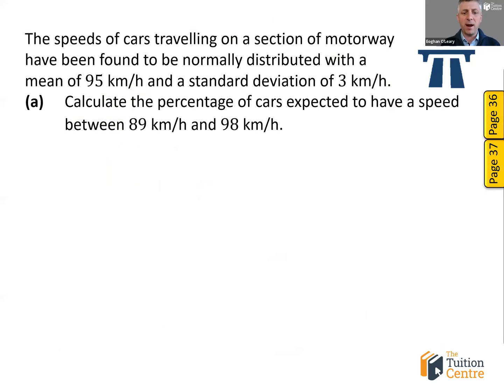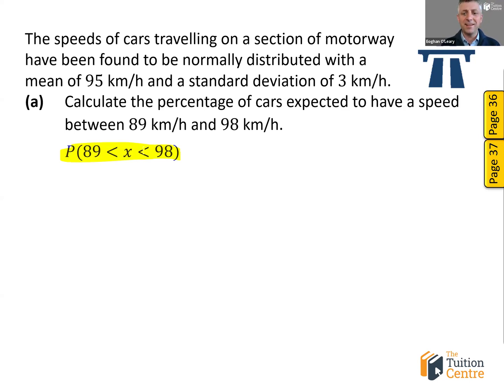It says the speeds of cars traveling on a section of motorway have been found to be normally distributed with a mean of 95 kilometers per hour and a standard deviation of 3 kilometers per hour. Calculate the percentage of cars to have a speed between 89 kilometers per hour, which is below the average, and 98 kilometers per hour, which would be above the average. So with that, you might want to read it a couple of times, get your head around it. But really what we're saying is, what's the probability that a car selected at random would have a speed between 89 and 98 kilometers per hour?